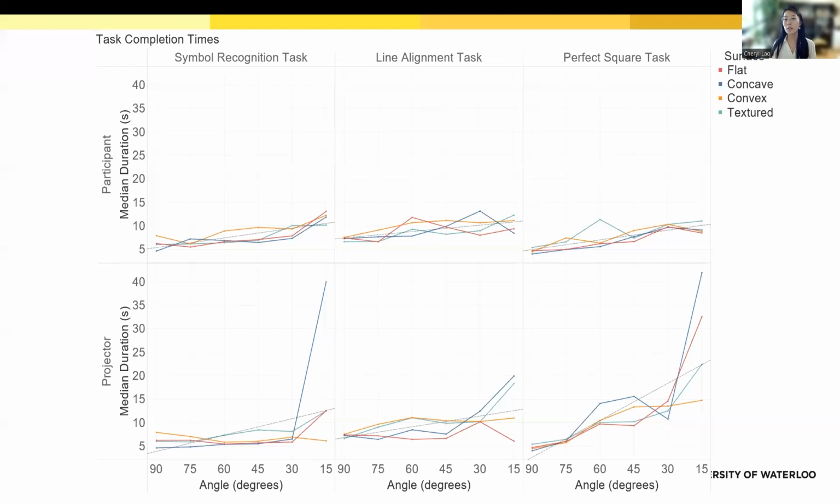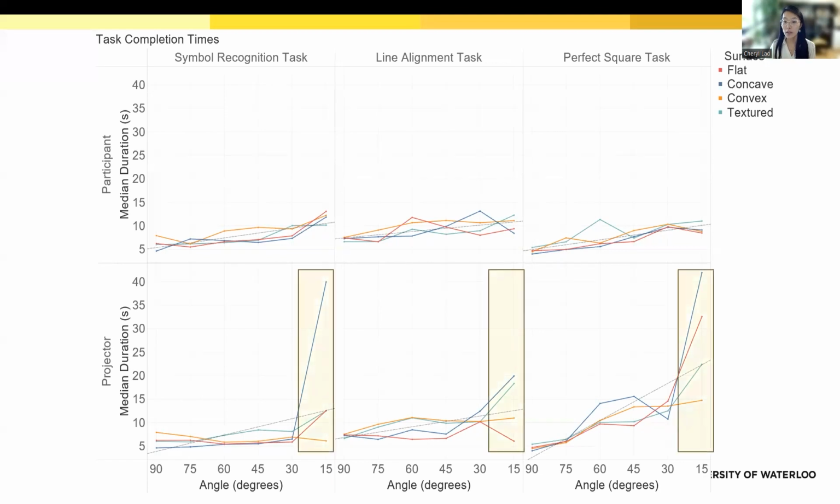These are the task completion times across the different surfaces and angles. You can see that there's a slight increase in completion time as the angle becomes smaller, so when they're closer to the wall. Part of this effect can be explained by the fact that there's simply more movement needed to get to the ocular point when the user is placed at an oblique angle compared to when they're already close to the ocular point. That being said, there is a big jump at 15 degrees when the projector is at an oblique angle.